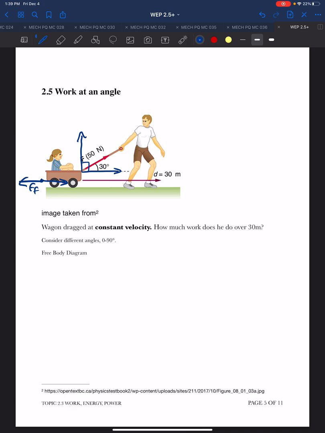We only need enough applied force to be equal to the force of friction for it to travel at constant velocity. So why should that be? Well, F net is ma. If we are traveling at constant velocity, the acceleration is 0, so the net force would be 0. So to travel at constant velocity, the applied force in the horizontal direction needs to be equal and opposite to the force of friction.